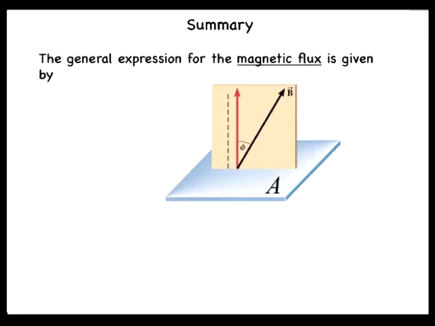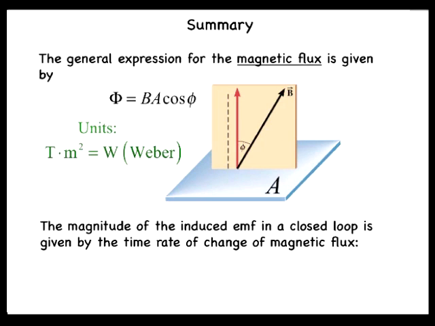In summary, the general equation for the magnetic flux is given by phi equals BA cosine phi, where phi is the angle between the field and the surface normal. The units for magnetic flux are tesla times meter squared, which is equal to the weber, and given the symbol W. Finally, the magnitude of the induced EMF in a closed loop is given by the time rate of change of magnetic flux, or EMF equals delta phi divided by delta t. As you will encounter in future sections, this equation will include a minus sign so that it can apply more generally to all possible ways of generating induced EMFs.